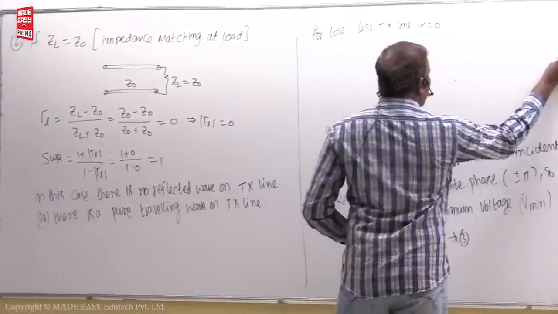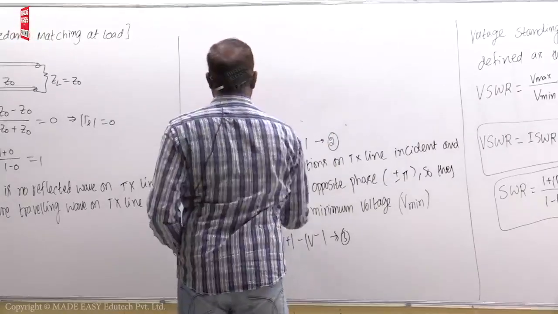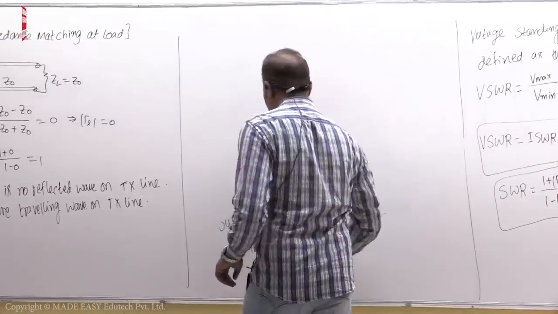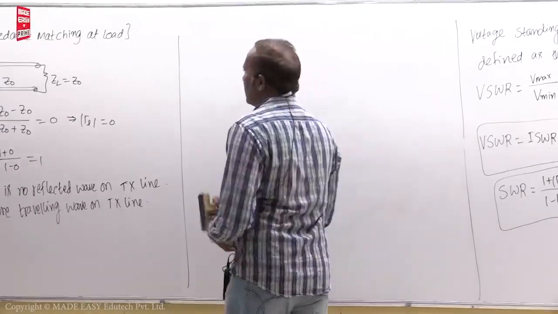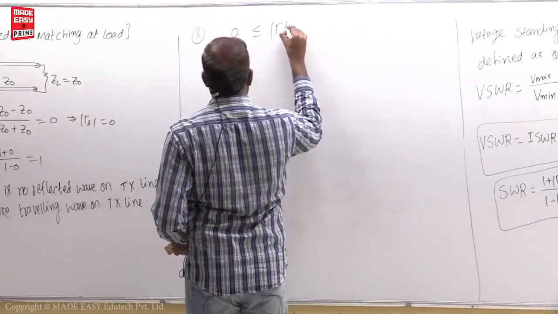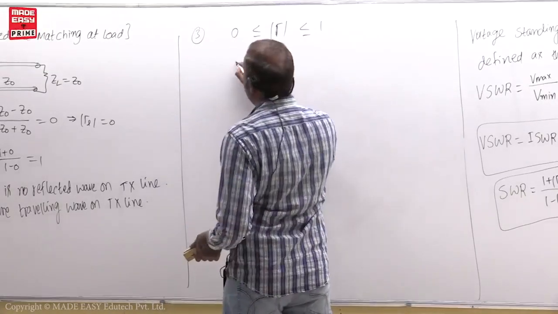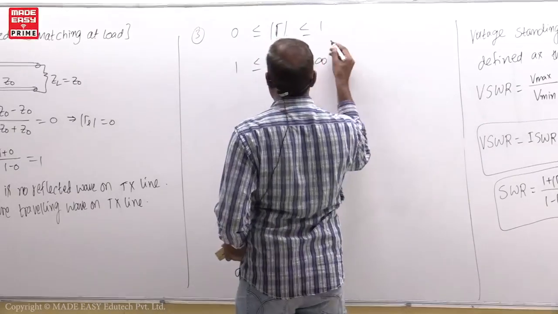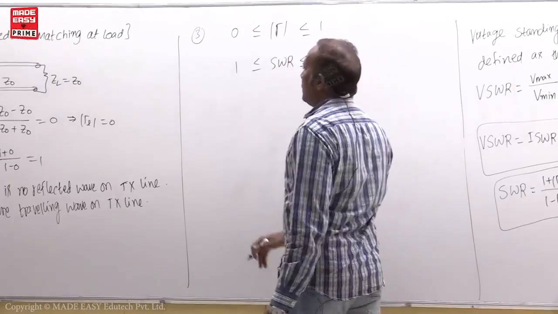Now I am writing the third point in the note. What is the range of mod gamma? Already we have discussed in the previous chapter. That is, range of mod gamma is 0 to 1, and whenever mod gamma is 0, SWR is 1, and whenever mod gamma is equal to 1, SWR is infinity. So this is the range of mod gamma, range of SWR.